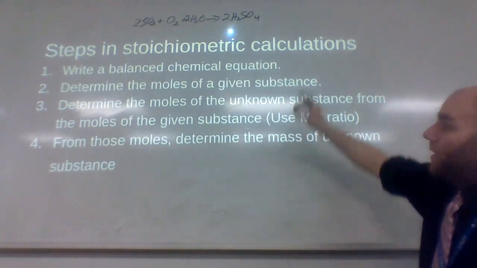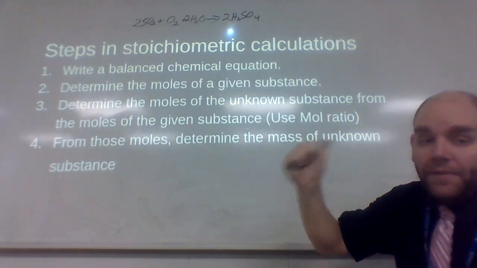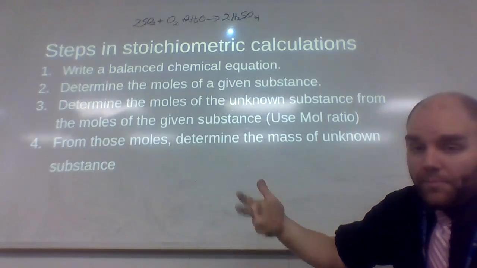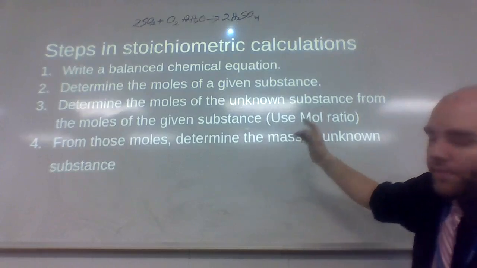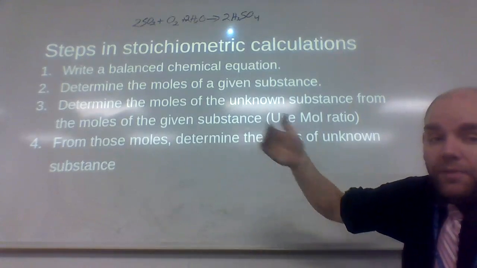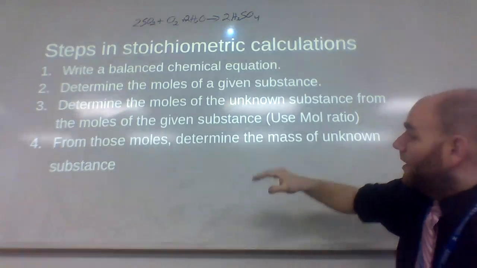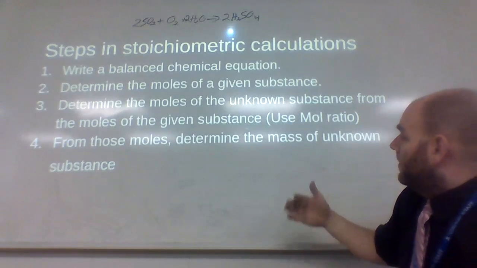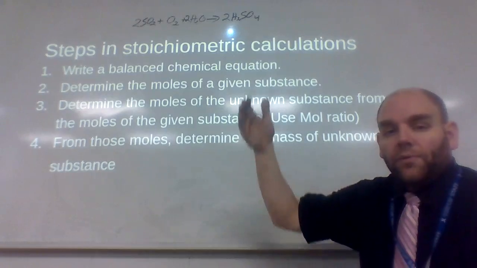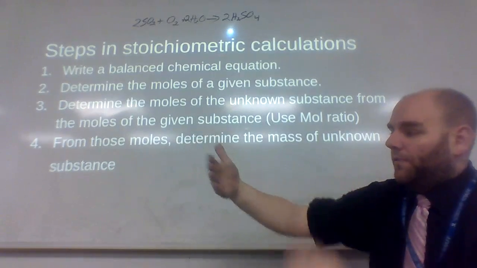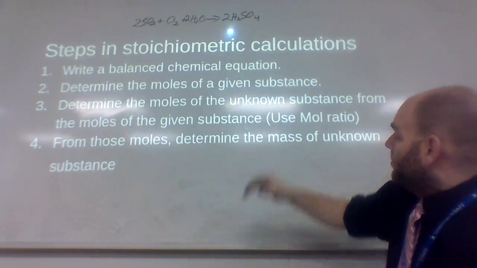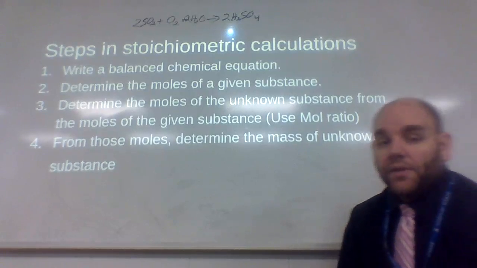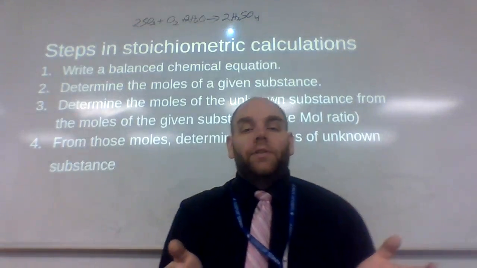All right, so the steps. Step 1, write a balanced chemical equation. If it's not balanced, your mole ratios are messed up and not going to be useful. Step 2, determine the moles of a given substance. If it's in grams, we got to change it to moles. Step 3, determine the moles of the unknown substance from the moles of the given substance. So we got to use our mole ratio to go from moles of one thing to moles of another thing. Step 4, from those moles, determine the mass of the unknown substance. So then we're going to have to go back from moles to mass.